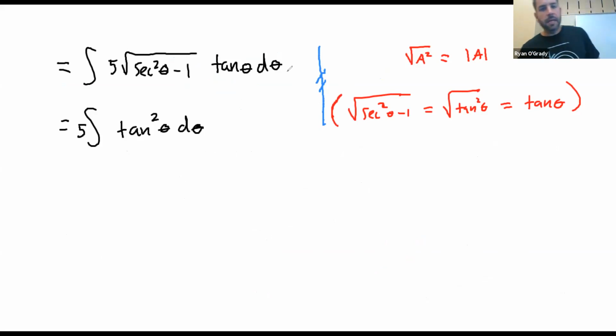So the question now becomes, how do you integrate tangent squared? When we talked about trig integrals before, we talked about how to do sine squared and cosine squared, but I never said how you do tangent squared. It's not a difficult integral, but the question is, how do you do it? Do we treat this the same way as we did even powers of sines and cosines?